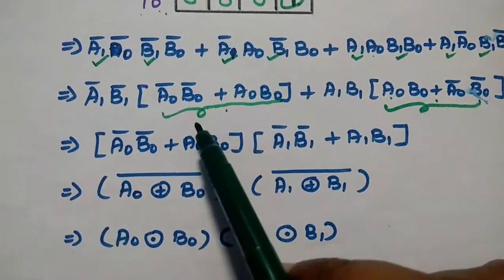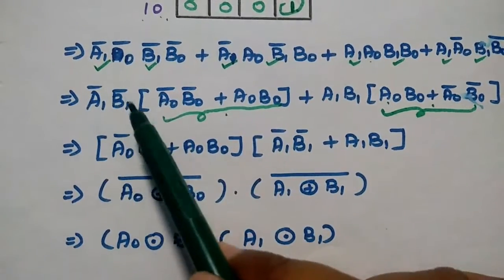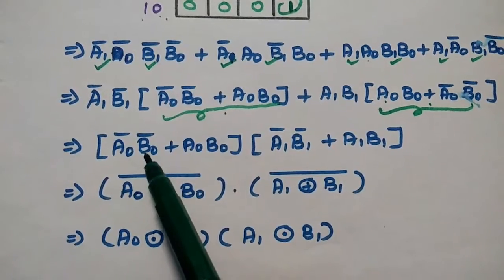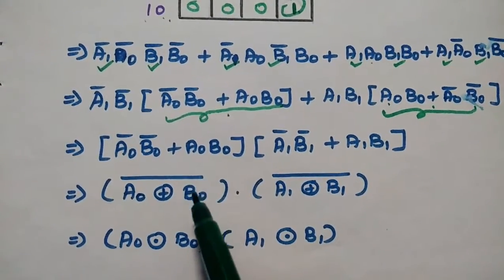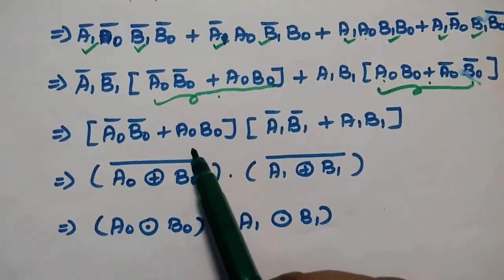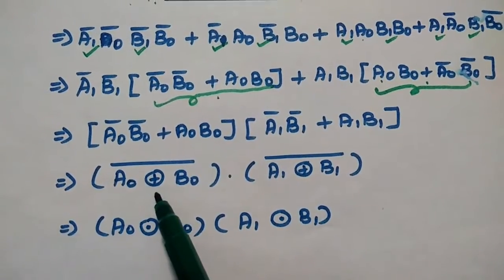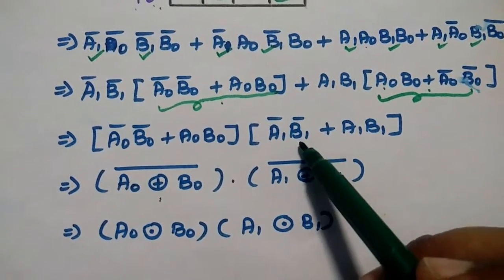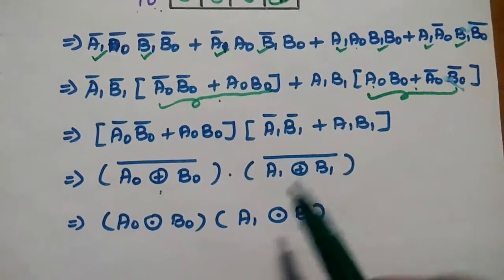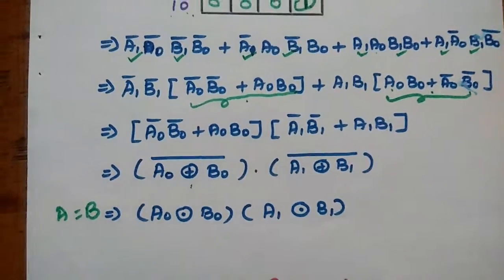So if you are taking it outside, the remaining terms are multiplied like that, that is into A1 bar, B1 bar plus A1, B1. So this is nothing but XNOR operation of A naught, B naught. Okay, so this is the XNOR operation. It is represented as the complement of XOR operation. Okay, so that's what is given here. So similarly, this is nothing but XNOR operation of A1, B1. Okay, so this is for A is equal to B.